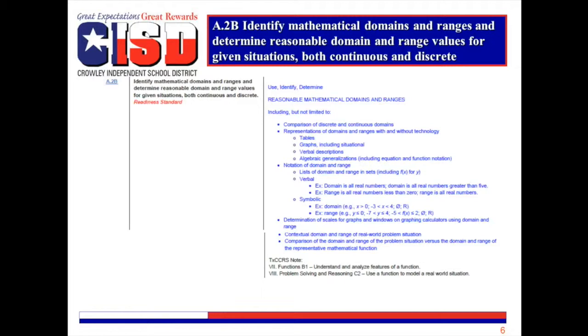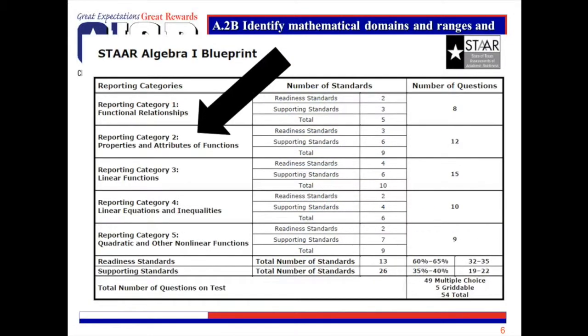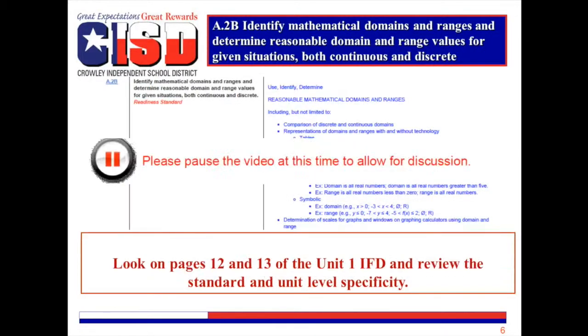Now let's focus specifically on the hotspot. As you can see, this is a readiness standard. This standard is part of Reporting Category 2, Properties and Attributes of Functions, which makes up 22% of the STAAR blueprint assessment. Please take a moment to pause the video to look at page 12 and 13 of the Unit 1 IFD and review the standard and unit level specificity.